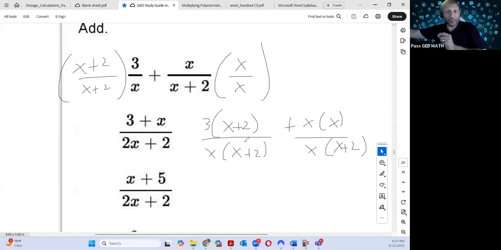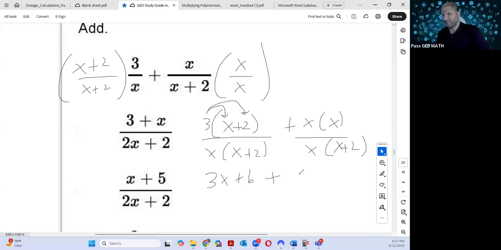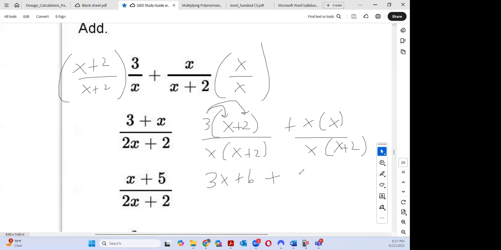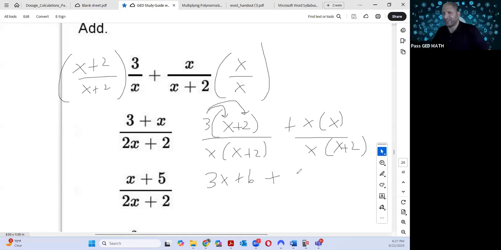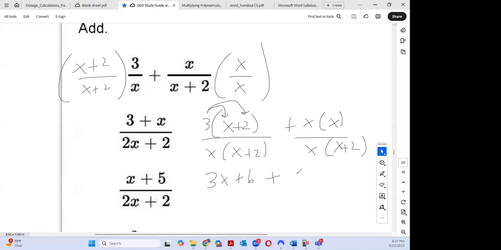So now I distribute. This is the property that we just used. I multiply that 3 by everything inside the parentheses. So I get 3x plus 6, plus, what's x times x? X squared.